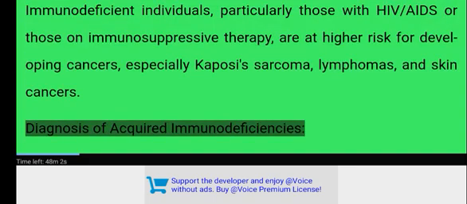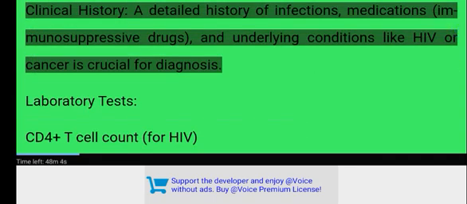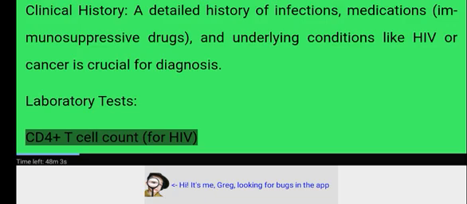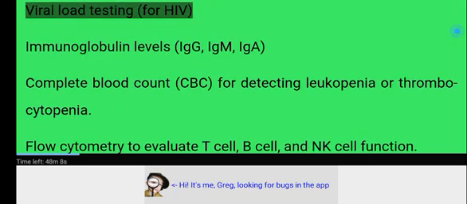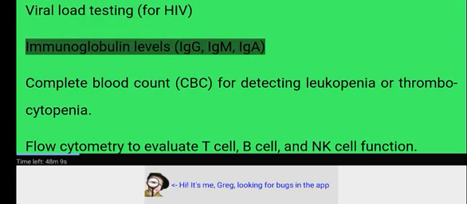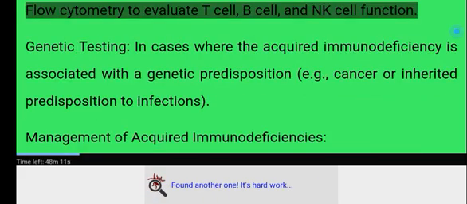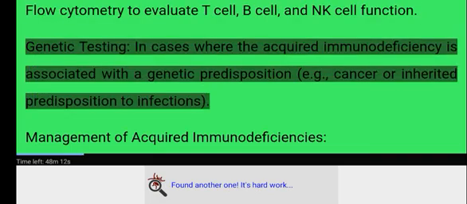Diagnosis of acquired immunodeficiencies. Clinical history. A detailed history of infections, medications, immunosuppressive drugs, and underlying conditions like HIV or cancer is crucial for diagnosis. Laboratory tests. CD4 plus T cell count for HIV. Viral load testing for HIV. Immunoglobulin levels, IgG, IgM, IgA. Complete blood count, CBC, for detecting leukopenia or thrombocytopenia. Flow cytometry to evaluate T cell, B cell, and NK cell function.